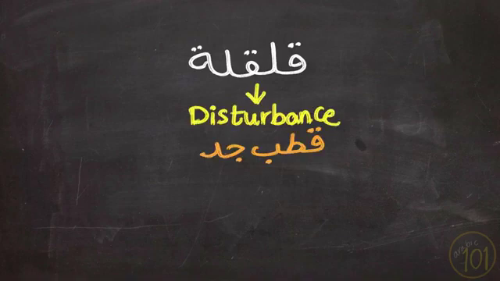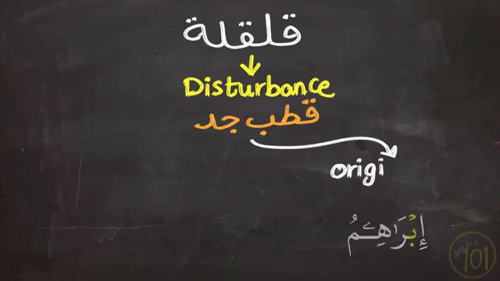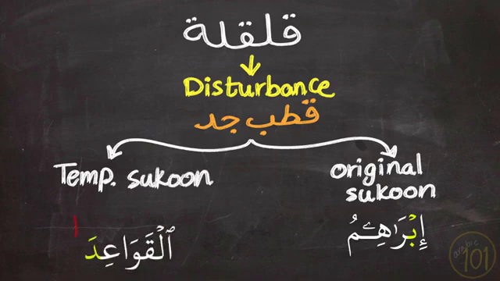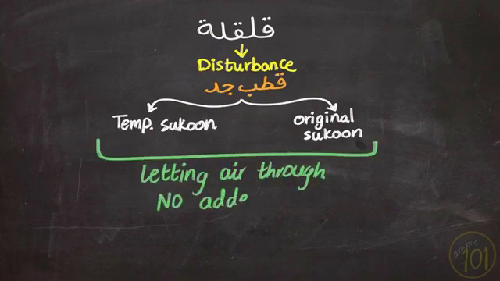So qalqala is a disturbance added to the letters qutb jad. So the qaf, ta, ba, jim, and dal. When they have sukoon, they can have an original sukoon with a sign, or it could be a temporary sukoon when you stop at a word ending with one of these letters. Qalqala is releasing the air trapped when you try to apply sukoon to these letters.